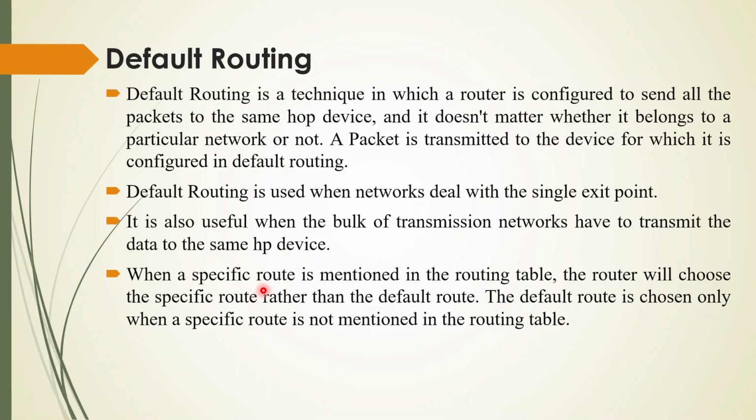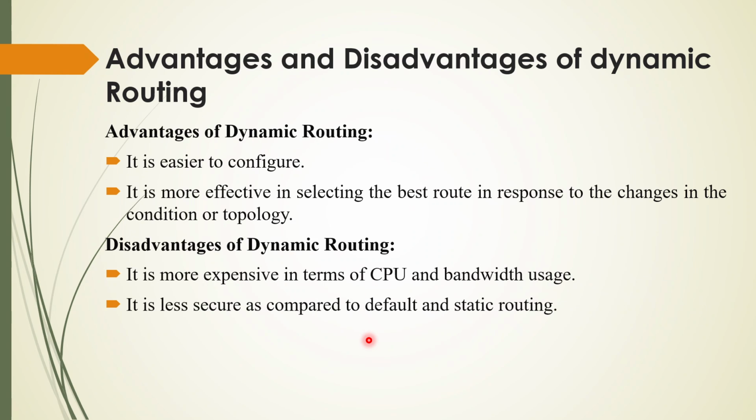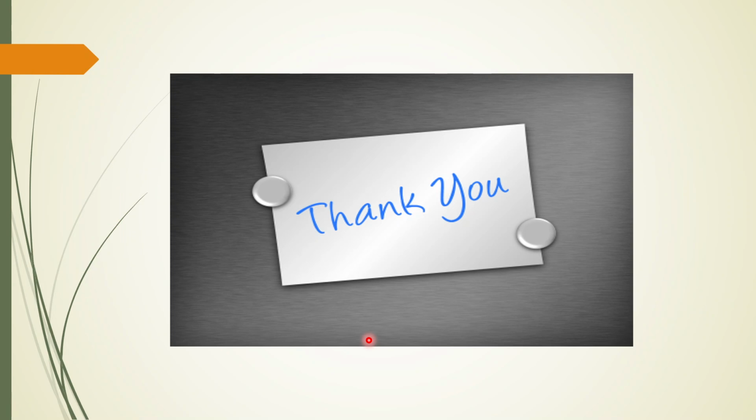It is also useful when the bulk of the transmission network has to transmit data to the same device. When a specific route is mentioned in the routing table, the router will choose the specific route rather than the default route. The default route is chosen only when a specific route is not mentioned in the routing table. So these are the three routings: static routing, dynamic routing, and default routing. Thank you.